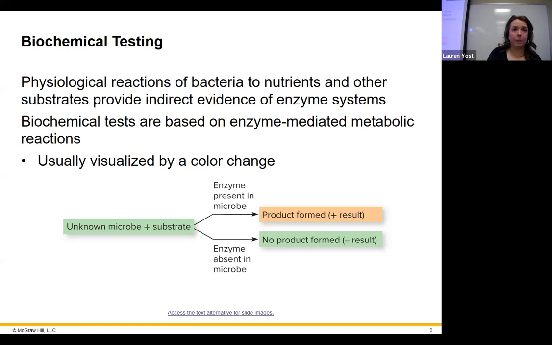And so you can tell based on those color changes whether or not you've made acid as a byproduct. So if you turned mannitol from your mannitol salt agar into an acid by fermenting that, then you would turn that media from reddish into yellow. That tells you that that organism can ferment mannitol. That's what you're getting out of that.